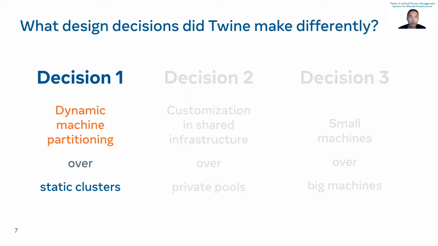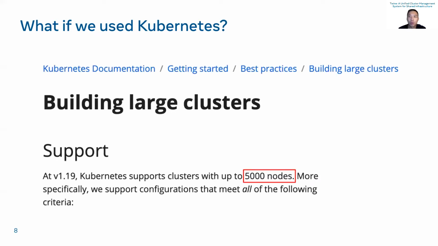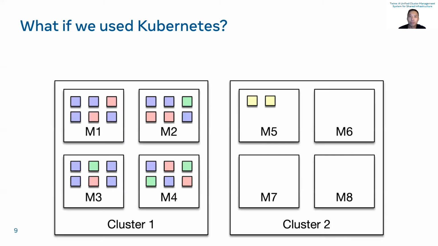To better understand our first decision, let's explore the following question. What if we use Kubernetes? Many of you might be familiar with Kubernetes, which is an open source cluster management system. We would hit several challenges when we try to run Kubernetes at our scale. The first challenge is that a single Kubernetes cluster can support only up to 5,000 machines. We have millions of machines globally, and this would result in thousands of isolated Kubernetes clusters.